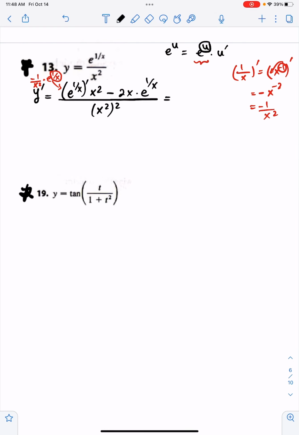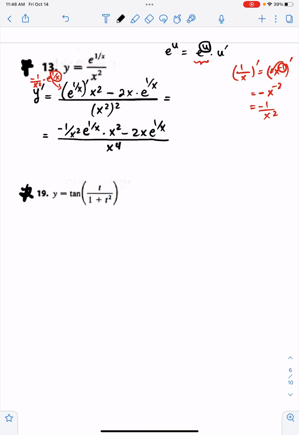So I'm going to write that down. So it's negative 1 over x squared, e to the power 1 over x, times x squared, minus 2x e to the power 1 over x, divided by x to the power 4.